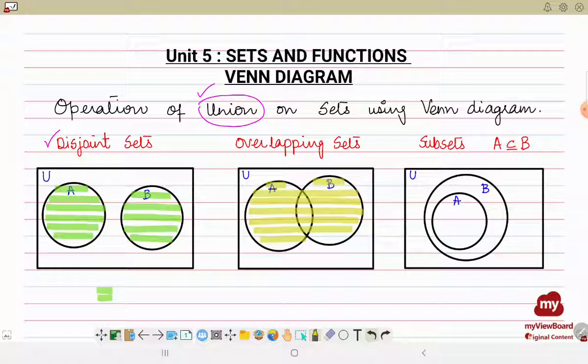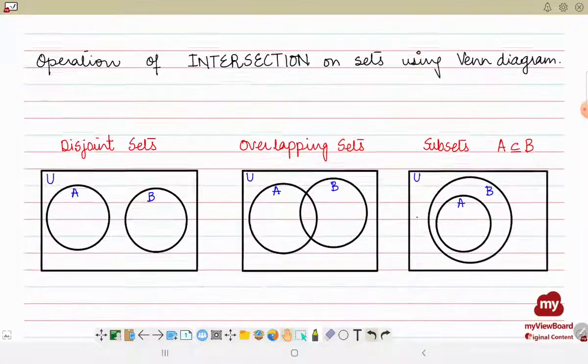Now the union for A is a subset of B. Since we have to combine all the elements, so we'll shade the whole portion. Union means to combine all the elements of set A and set B. So this is how you represent the operation of union on the Venn diagrams, right? For these three representations, we have represented the Venn diagram for these three sets, the disjoint sets, the overlapping sets, and the subsets.